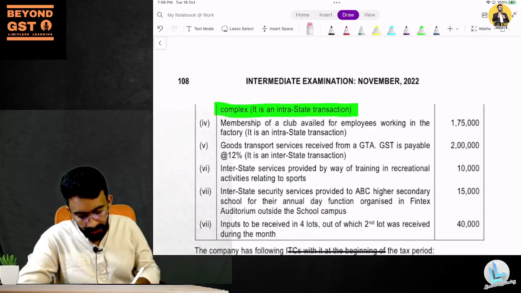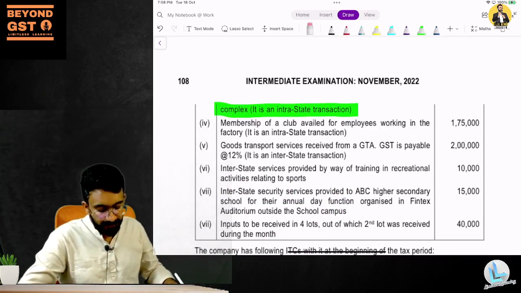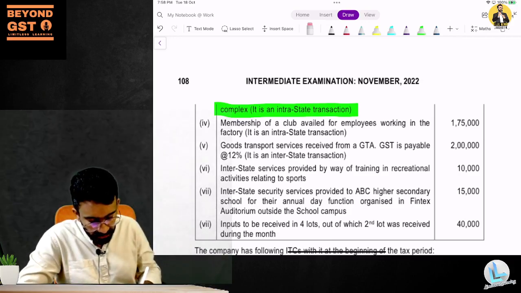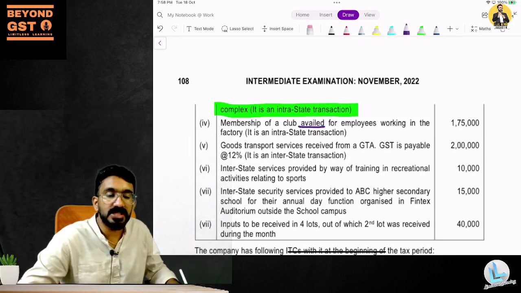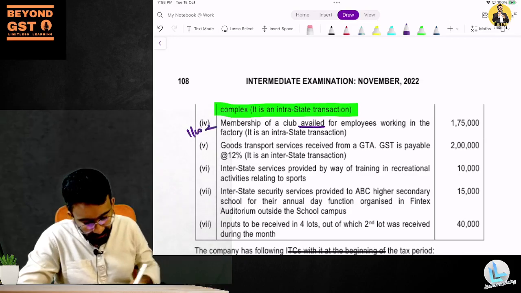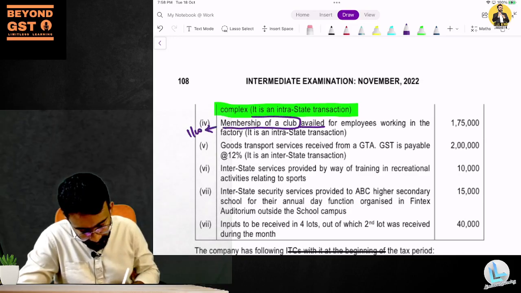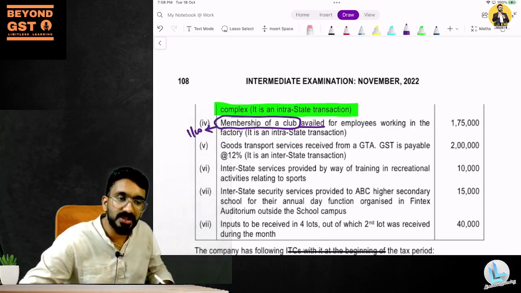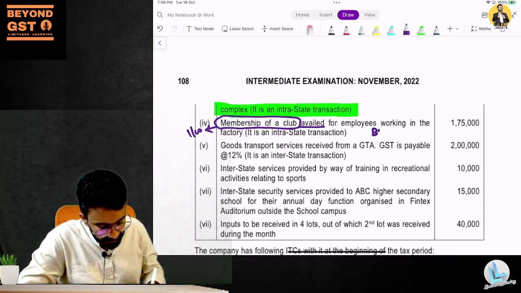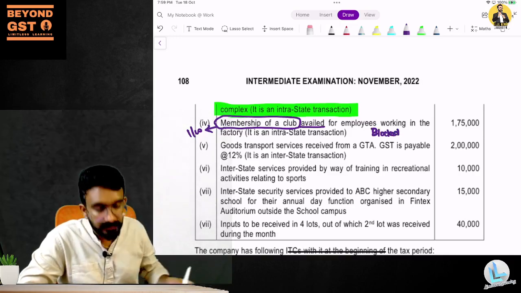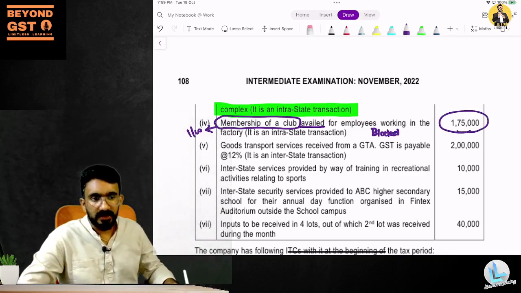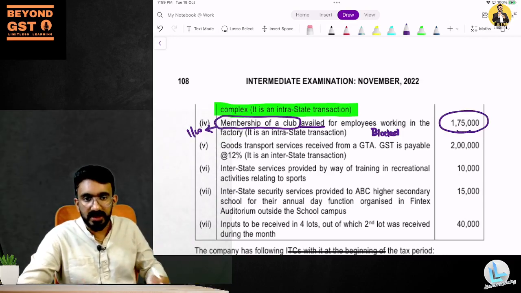Next, membership of a club availed for employees working in the factory. Is it an inward supply or an outward supply? Availed membership services. Is it an inward supply or an outward supply for me? It's an inward supply. If I avail inward supply of membership in a club, am I eligible to take ITC on the same? No, because it is blocked. It's a blocked credit. So I'm not eligible to take ITC on this 1,75,000. I'll write it in the ITC part and write a working note saying that this is a blocked credit.